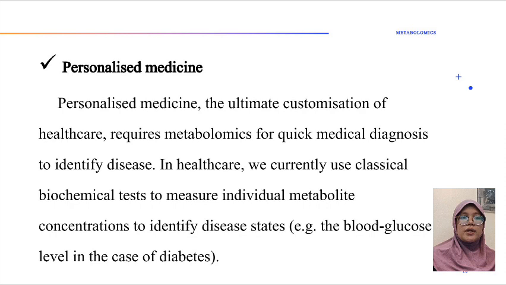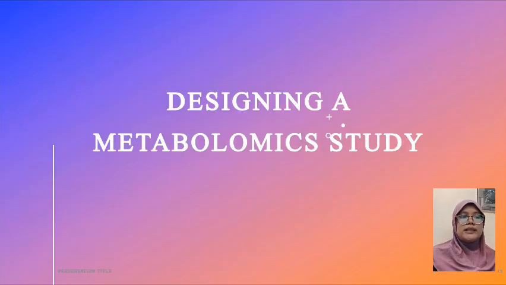Metabolomics offers the potential for the rapid identification of hundreds of metabolites, enabling us to identify these disease states much earlier. So, in designing a metabolomic study, the two main approaches that can be used in metabolomics are untargeted and targeted approaches. The approach chosen will determine how you design your experiment, prepare your samples, and what analytical techniques you use.